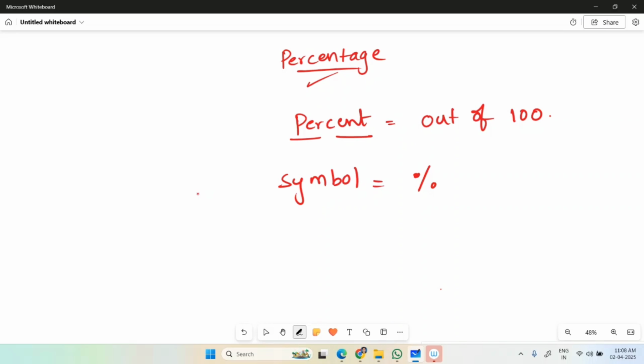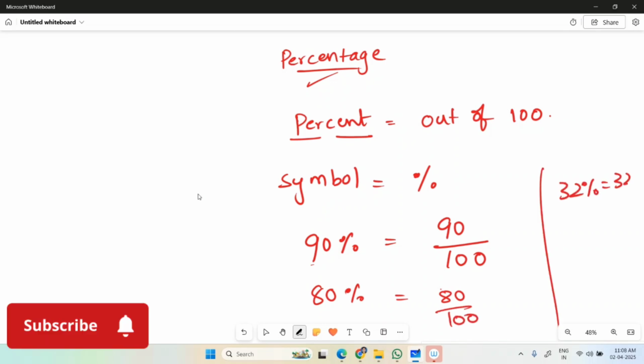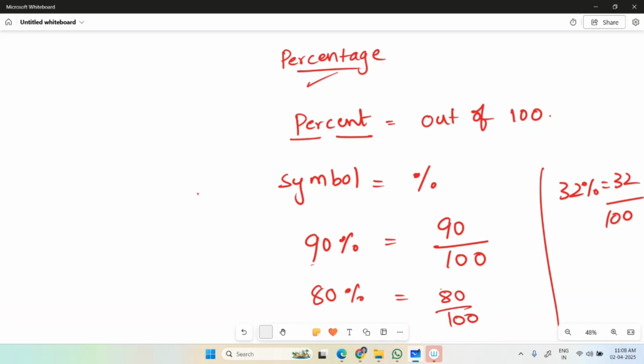We say that Pavan got 90% marks in mathematics. So that means 90 marks out of 100 marks. The same way, 80% means 80 out of 100, and 32% means 32 out of 100. Okay, let's learn how to express a percentage as a fraction or decimal.